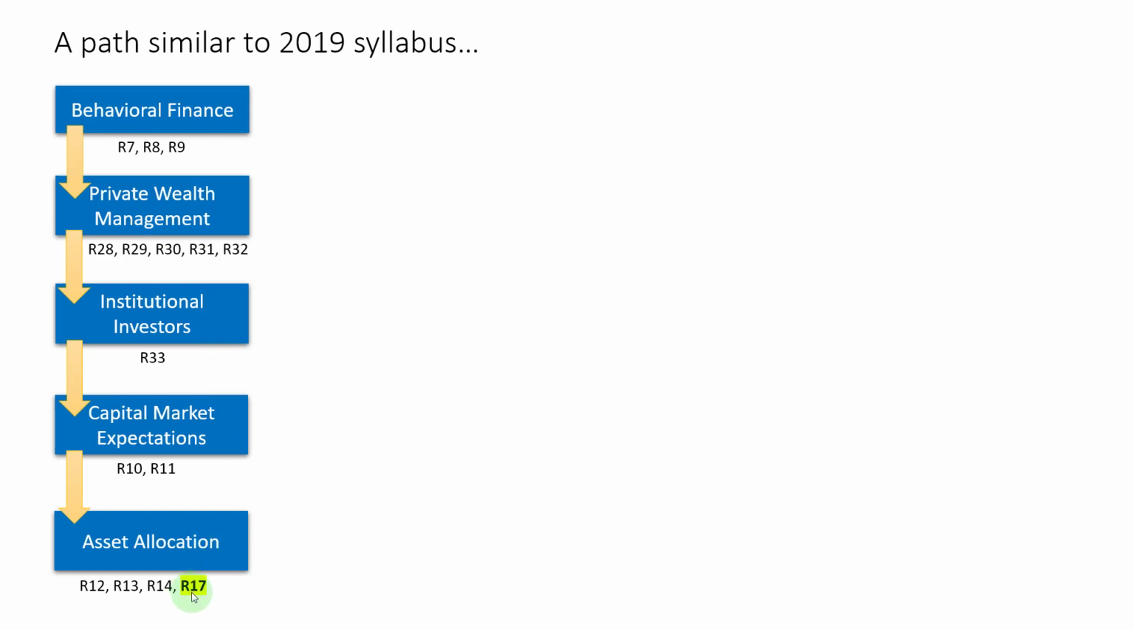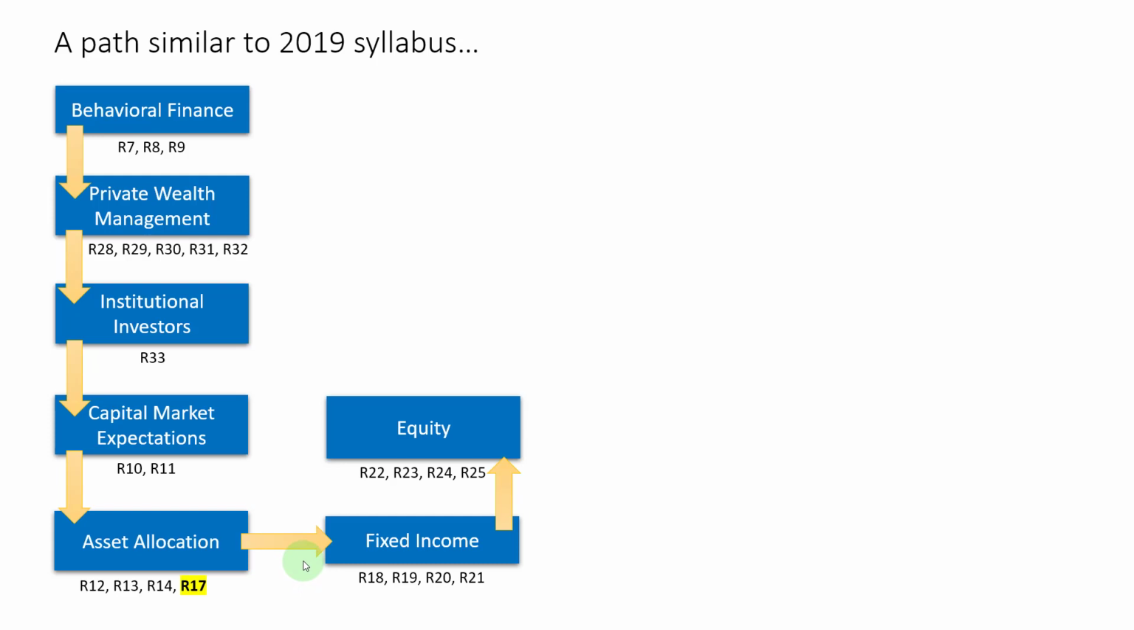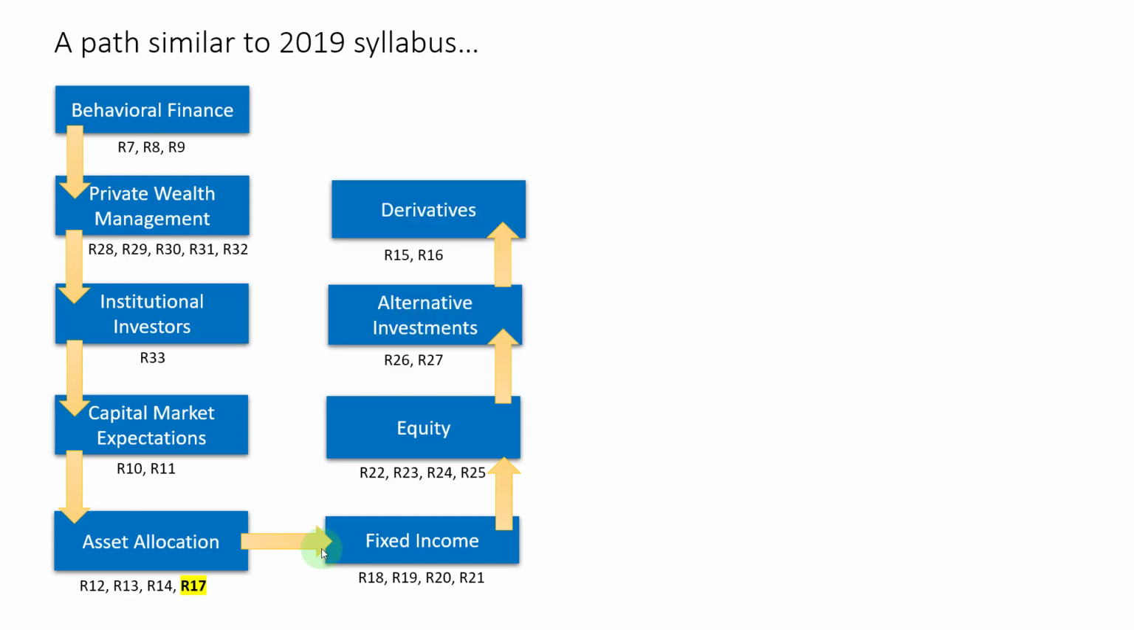But take note here that I have moved reading 17 over. Reading 17 is on currency management and introduction. So this used to be under asset allocation. These are only recommended for those who want to follow the 2019 flow. And that moves into fixed income, followed by equity, and then alternative investments. After you are done with this, lastly you end off with derivatives.